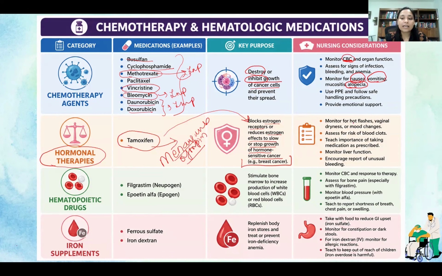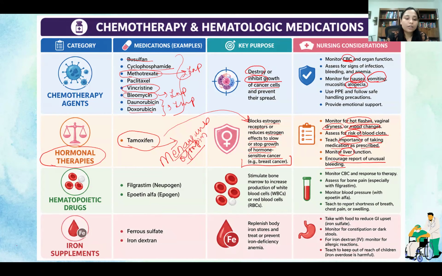The side effects like hot flashes, vaginal dryness, and mood changes are menopausal-like symptoms. When the patient is on this medication, you have to assess the patient for risk of blood clots, teach the importance of taking medication as prescribed, monitor liver function, and encourage reporting of unusual bleeding. So you need to monitor this patient for bleeding, clots, menopausal-like symptoms, and liver function.